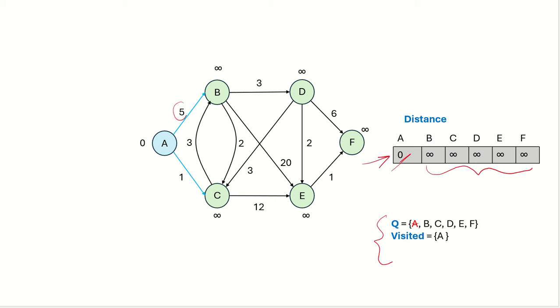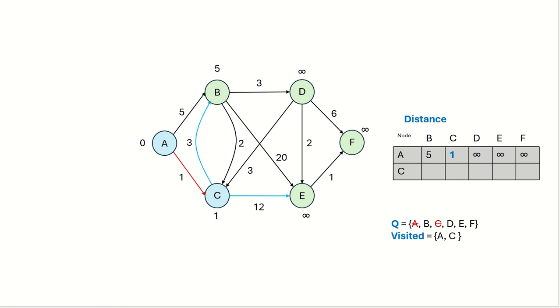So 0 plus 5 is less than infinite, so this will become 5. 0 plus 1 is less than infinite, so this will become 1. So this is our new distance array now. Now if we select the unvisited node with the minimum distance, it is C. So now C is selected.